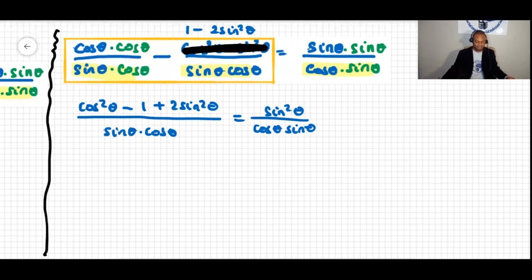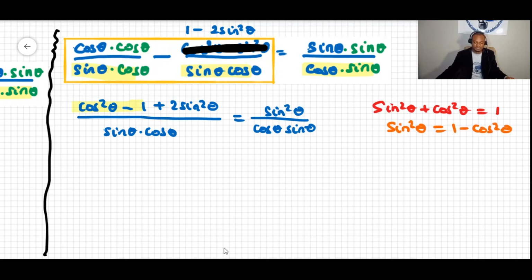Now, you notice that this part here, cos squared minus 1, is not exactly sin squared, because the property says this. Let me write it here. Sin squared theta plus cos squared theta equals 1. So if I need to work out sin squared theta, for instance, we change that to the formula: this is equal to 1 minus cos squared theta. But here we have cos squared minus 1.